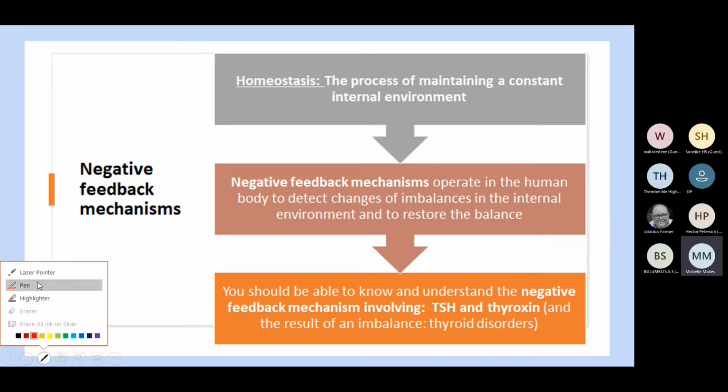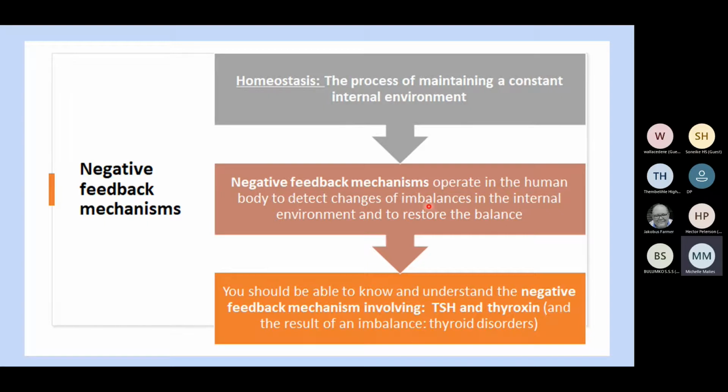Now, you must be able to define homeostasis, the definition. It's the process of maintaining a constant internal environment. Grade 12, I want you to highlight in your booklet: maintaining a constant internal environment. And how is that done? By utilizing negative feedback mechanisms. Now, you should understand what it means when we talk about negative feedback mechanisms, and this is how our human body operates.